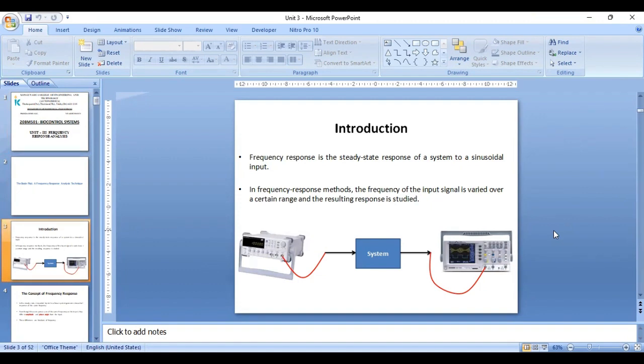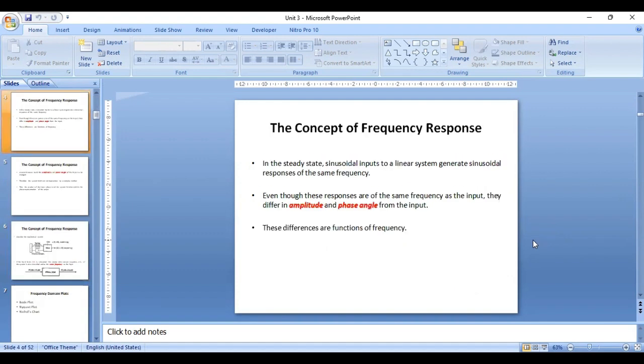In the system transfer function, consider T of S. If S is replaced by J omega, the resulting transfer function T of J omega is called the sinusoidal transfer function. In the frequency response method, the frequency of the input signal is varied over a certain range and the resulting response is studied.